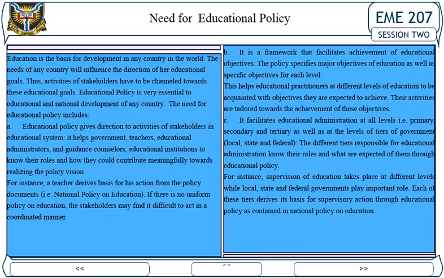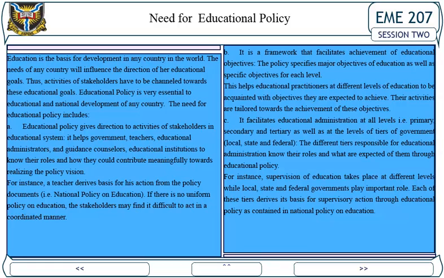A. Educational policy gives direction to activities of stakeholders in the educational system. It helps government, teachers, educational administrators, guidance counselors, and educational institutions to know their roles and how they could contribute meaningfully towards realizing the policy vision. For instance, a teacher derives the basis for his action from the policy documents, that is, the National Policy on Education. If there is no uniform policy on education, the stakeholders may find it difficult to act in a coordinated manner.